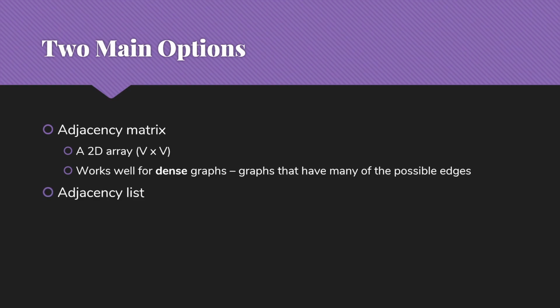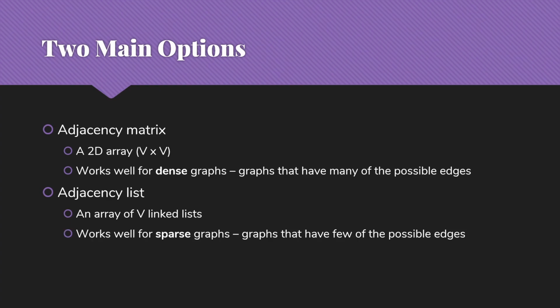An adjacency list is an array of V linked lists. So instead of a two-dimensional array, we're going to have V linked lists, and this will work well for our sparse graphs.